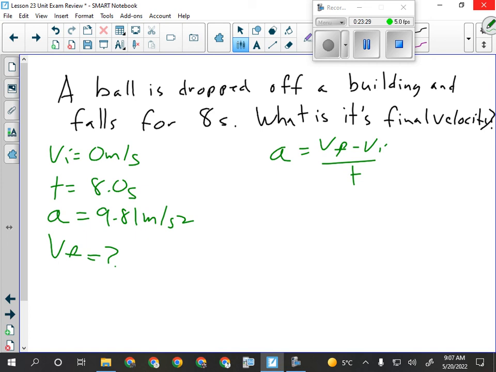All right? You're getting several different problems on this unit exam, and you've got to be able to identify which type. This one would be easy to mistake for a law of conservation of energy question because gravity is involved. But it's not conservation of energy. All right. So I'm solving for VF, so I'm going to multiply both sides by T. VI is 0, so I'm not even going to bother doing anything with it. All I have to do is multiply A times T, so it'll be 78.48.